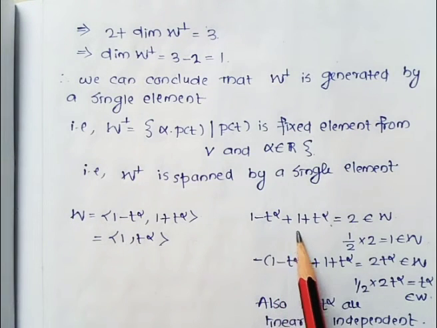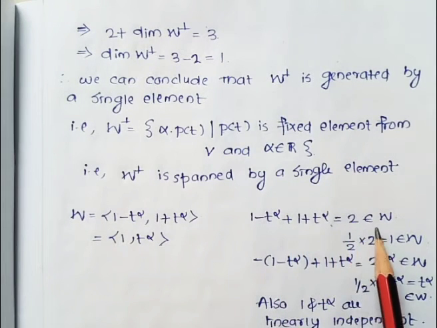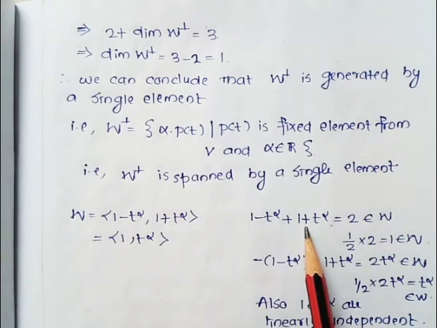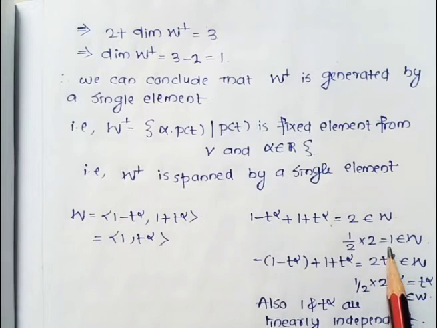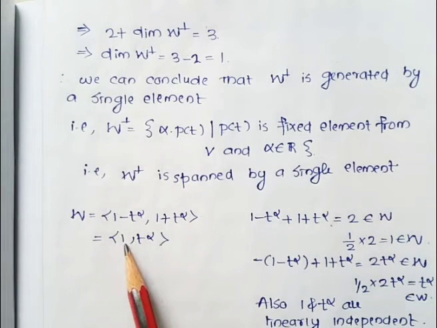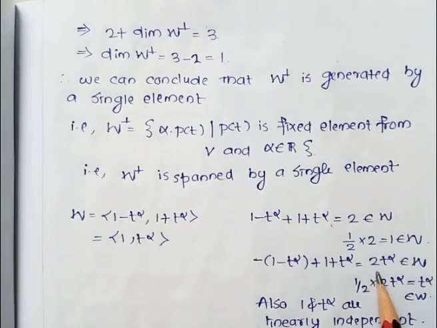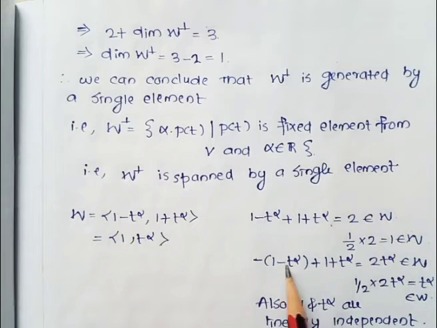By taking 1 minus t square and 1 plus t square, the sum of those two elements, 1 minus t square plus 1 plus t square, is equal to 2. That also belongs to W because it is a linear combination of basis elements, and W is a subspace, so scalar multiplication is possible. So 1 by 2 into 2, which is equal to 1, also belongs to W. So we get the basis element 1. And also taking minus of 1 minus t square plus 1 plus t square, which is equal to 2t square, and 2t square belongs to W because it is a linear combination of 1 minus t square and 1 plus t square. By scalar multiplication, 1 by 2 into 2t square is equal to t square, so t square also belongs to W.